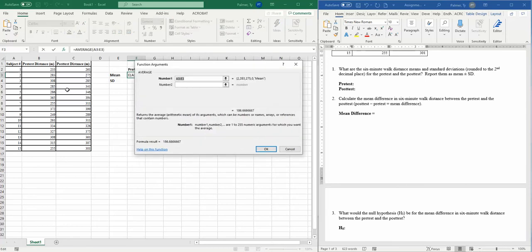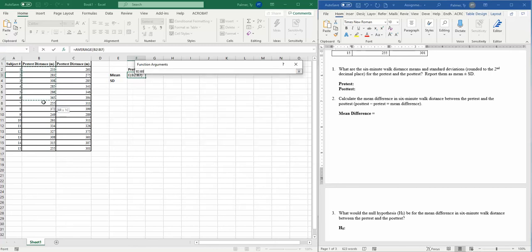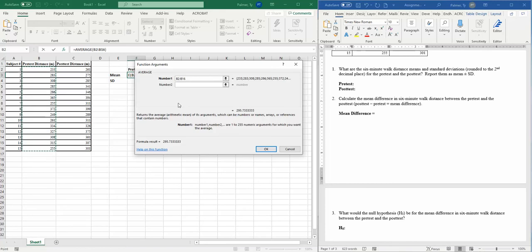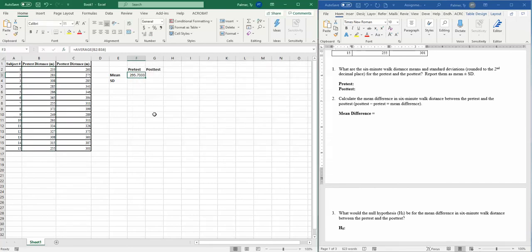And then I'm going to click and hold and drag to highlight all of the scores for the pretest. Each subject has a pretest score. I'm going to highlight all of those scores. Now that I've highlighted all those scores, I'm going to click OK, and that should calculate my mean for the pretest.